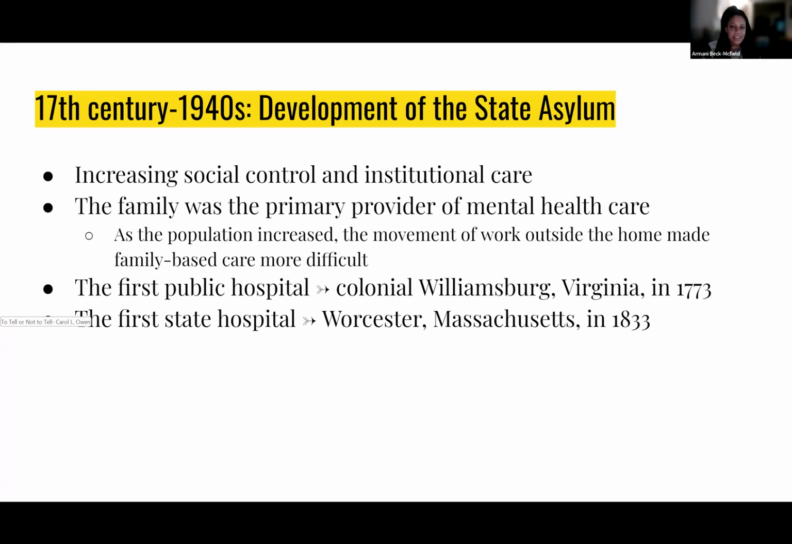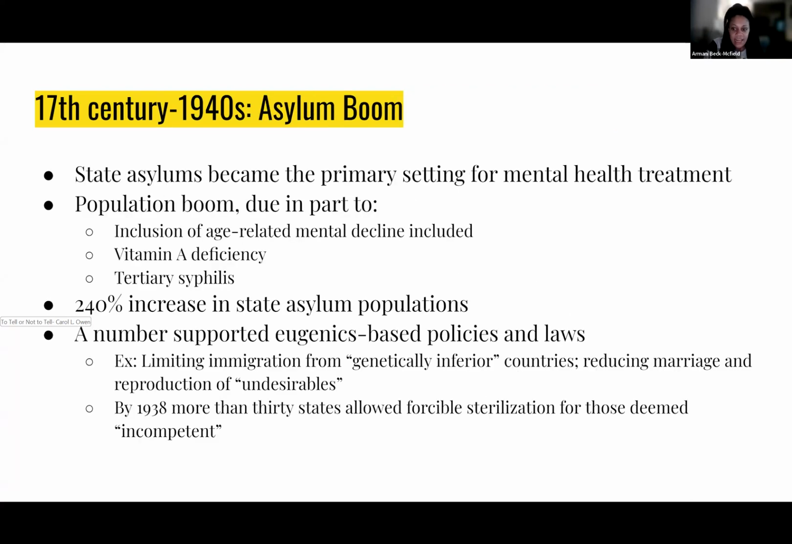So the beginning, 17th century to the 1940s, development of the state asylum. And so increasing social control and institutional care. The family was the primary provider of mental health care at this time. And as the population increased, then we began to move people into asylums because there just wasn't enough. Families had to work and they couldn't take care of all of their sick loved ones anymore. And so the population boom is part of what led to the increase in the asylum. The asylum became the primary setting, and then the asylum population also boomed.